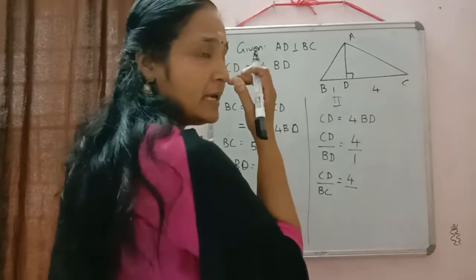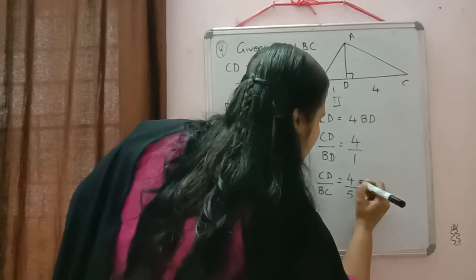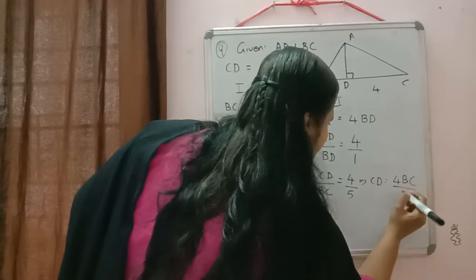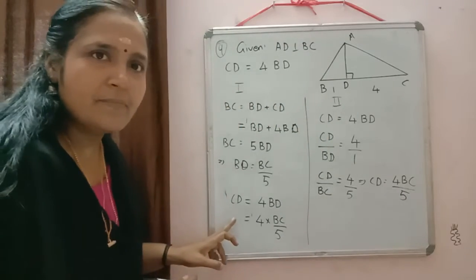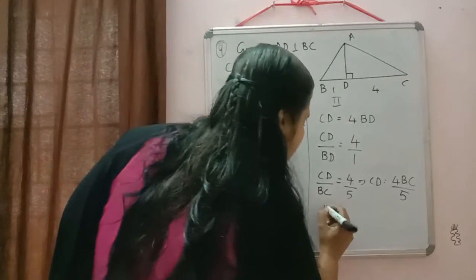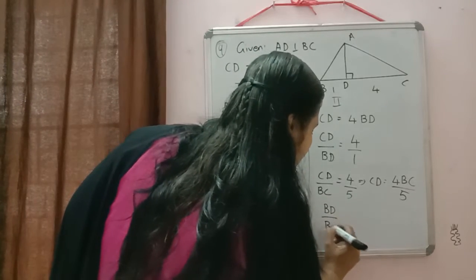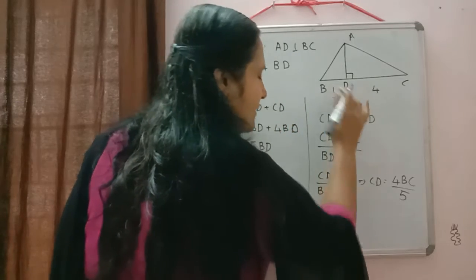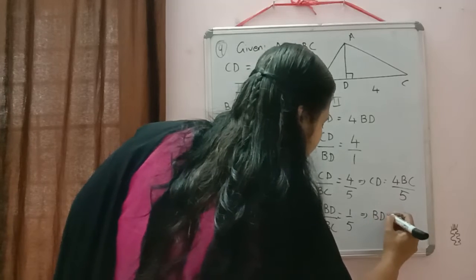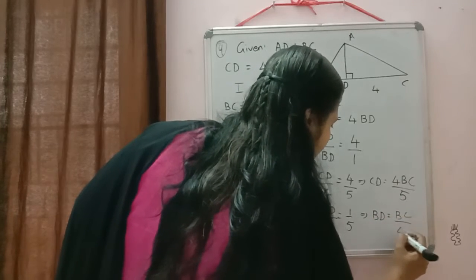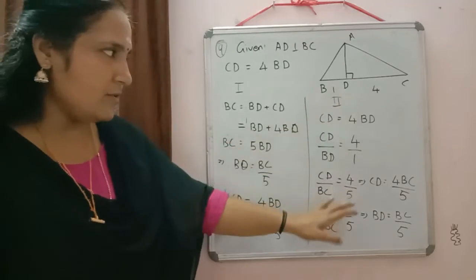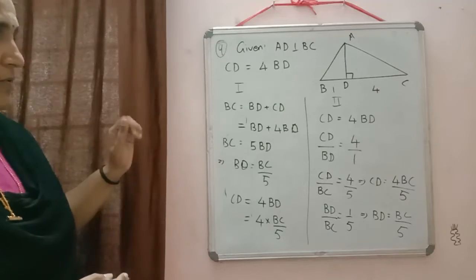BC is equal to how much? 4 plus 1 will be equal to 5. So from here CD is equal to 4BC by 5. That also we wrote here. CD is equal to 4BC by 5. In the same way, if we need BD by BC, BD is 1 and BC is 5. So from here also we get BD is equal to BC by 5. So either you can use this condition or you can use this one. Whichever one is easy for you, you can use.